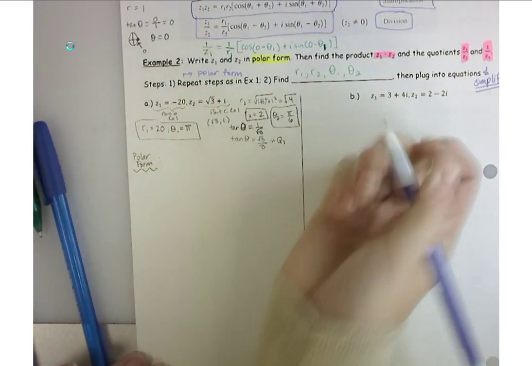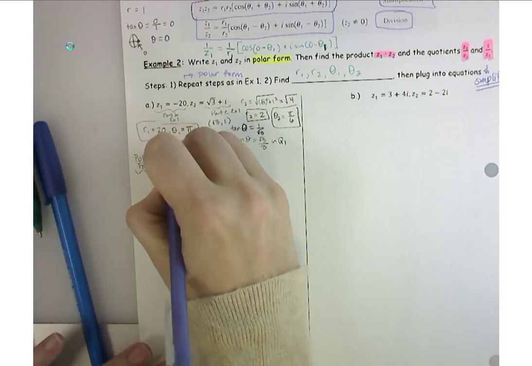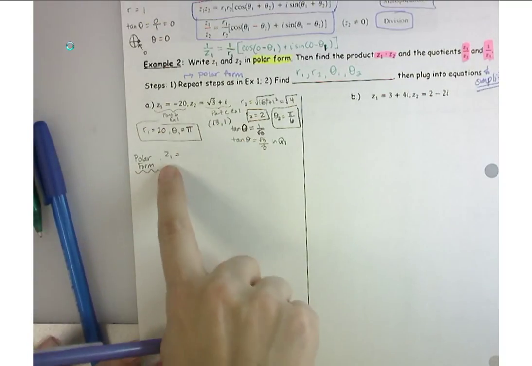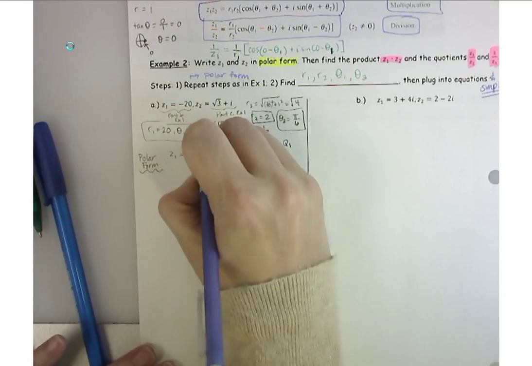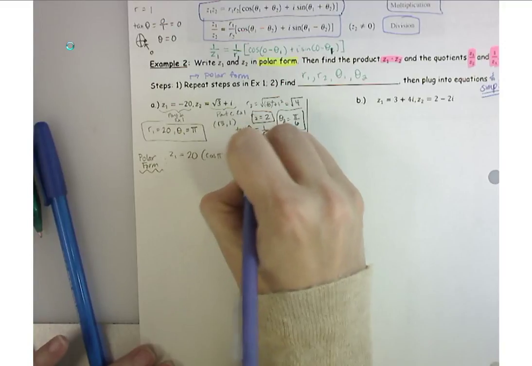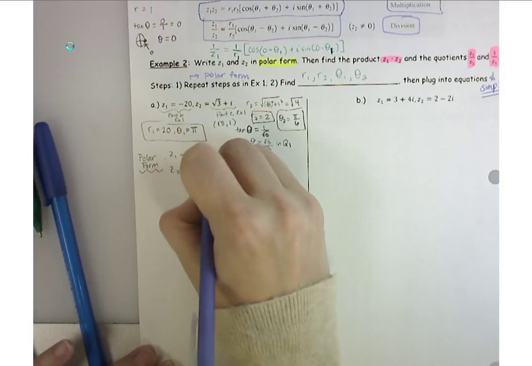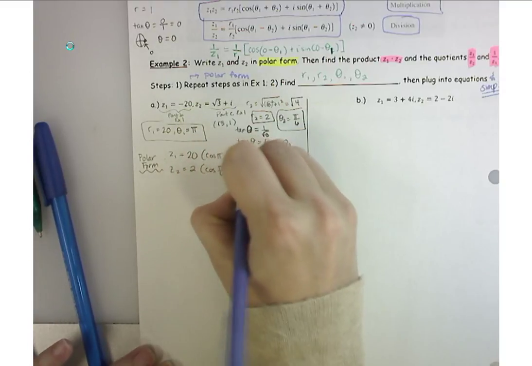Okay, so the first part of this, your polar form, is going to be the same exact answers that you had for B and C on the front, except we're going to call them Z1 and Z2. So you have 20 cosine of pi plus i sine of pi. And then Z sub 2 is going to be 2 cosine of pi over 6 plus i sine of pi over 6.